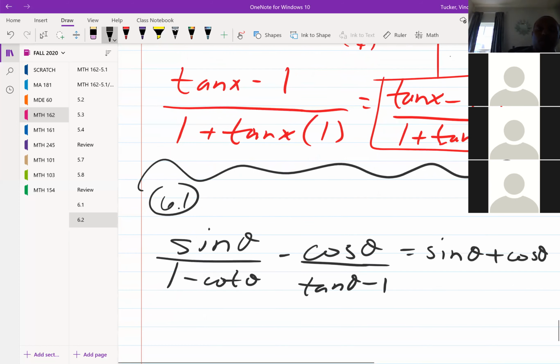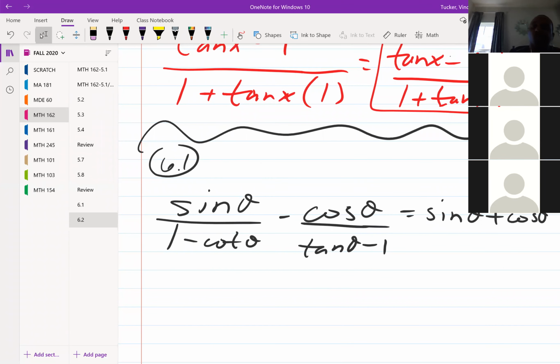All right, so we have sine over 1 minus cotangent, plus cosine over tan minus 1, and that equals sine plus cosine. All right, so let's see, what can we do here? We want this left side to look like the right side. Do we want to combine them? Can't hurt.